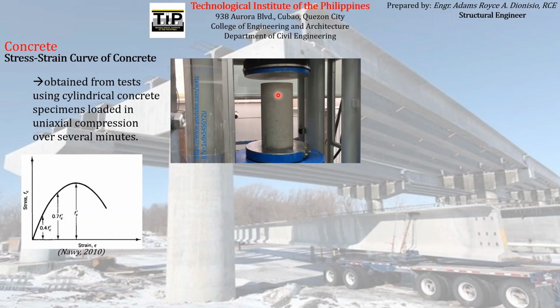So the concrete will be subjected to a uniaxial compressive force, and the concrete will obviously experience a stress with a corresponding strain. Those stresses and strains experienced by the concrete cylinder as the load is gradually increased are graphed, thereby producing what we call the stress-strain curve of the concrete.